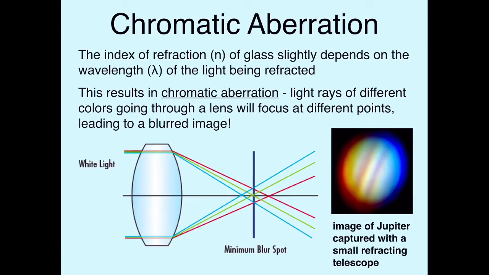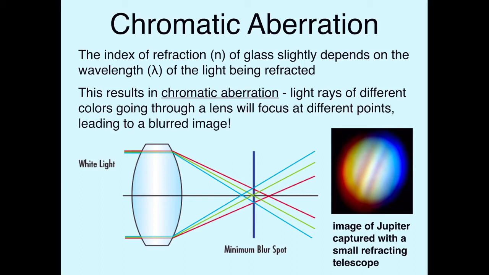Well, the reason we haven't done that is that refracting telescopes that use lenses are kind of obsolete. They're not really used anymore. And the reason, or at least part of the reason for that, is something called the chromatic aberration. So the index of refraction of glass, N, is not just a constant. It slightly depends on the wavelength of the light that's going into the lens. So the N value for red light traveling through glass is slightly less than the N value for blue light traveling through glass. And the result of that is what we call the chromatic aberration.